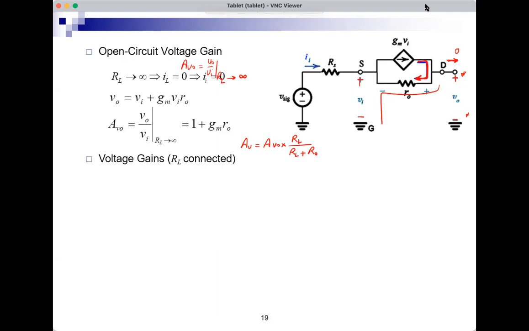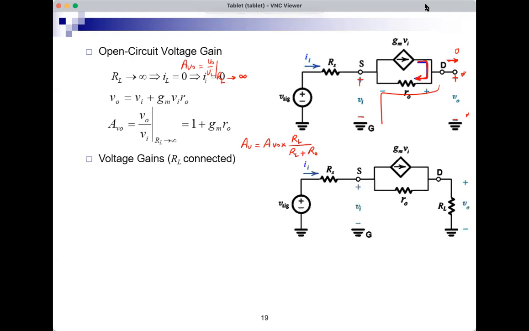So if I connect a load and find Av, the circuit will become like this with an RL. And it's not too complicated to analyze, quite easy to analyze. The output current here is equal to the input current. So Vo is Ii RL. And the input current is Vi over Rin. So Vo over Vi, this is the voltage gain, is RL over Rin.